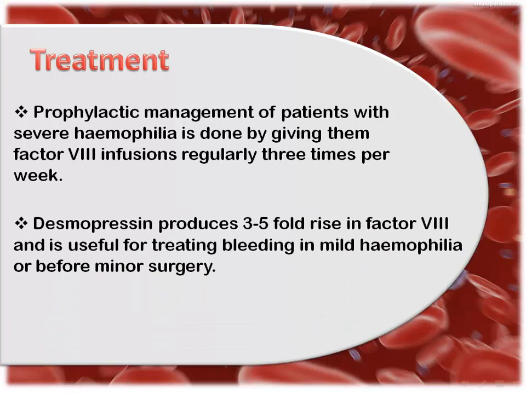Also, there is another mode of treatment, which is giving desmopressin, which is a synthetic vasopressin, and desmopressin has been shown to produce a 3 to 5-fold increase in factor 8, and this is useful for treating mild hemophilia. Like we said above, the level of factor 8 is above 5 international units per deciliter, and also before minor surgery. But in cases of severe hemophilia, desmopressin is not used.